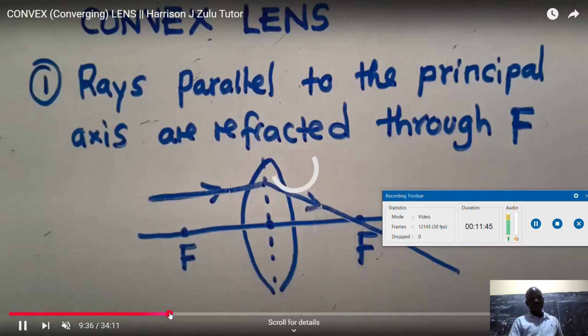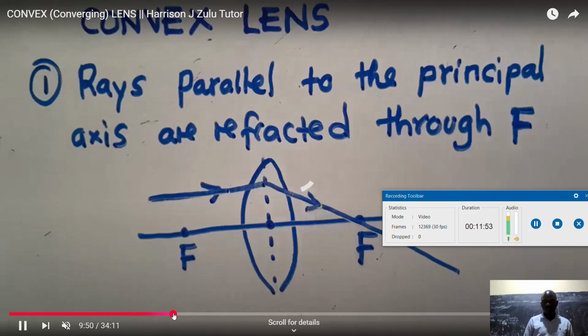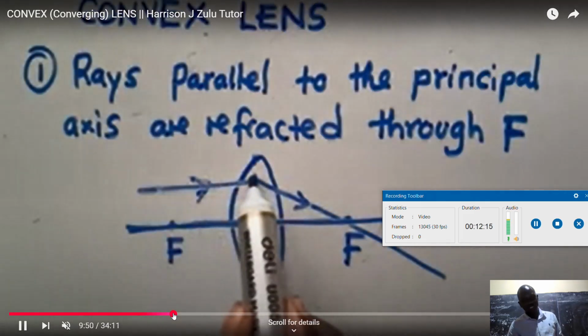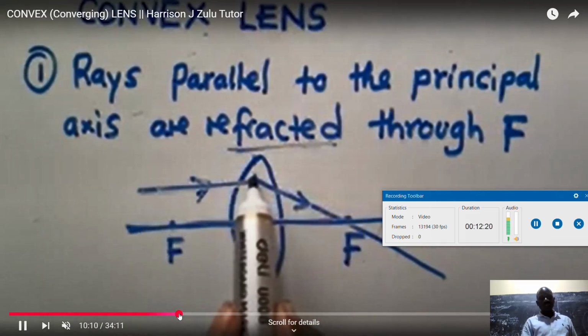Then we go to rule number 2. Rule number 2 is almost the opposite of rule number 1. So rule number 1, we say that the rays parallel to the principal axis are refracted through the focal point or the principal focus. So the opposite is going to be, is there someone who can tell us the opposite of this? Yeah, Benjamin is raising his hand up. Thank you very much for that initiative to try.